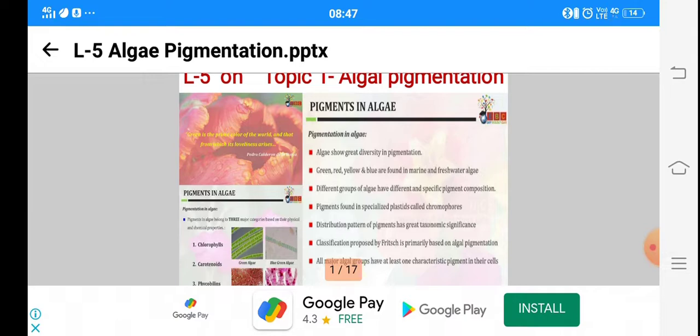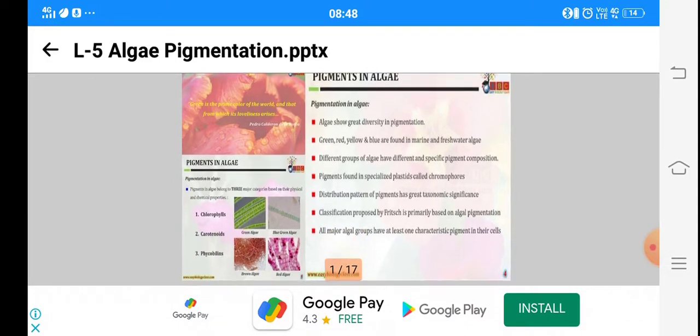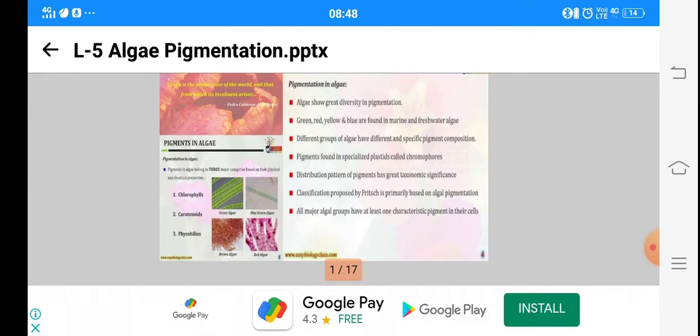As per the different groups of algae, as we know, there is a specific pigment composition, and these pigments are found in the plastids, which are commonly called chromatophores, right? The distribution pattern of the pigments shows great taxonomic significance. The classification given by Fritsch is totally based on algal pigmentation.